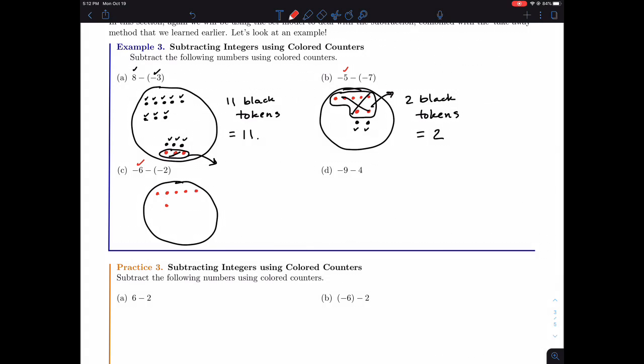Yeah. So in this case, I don't have to do anything fancy because I've already got 2 reds in there. So I don't have to actually add in any reds. I don't have to add in any blacks or anything like that. I can just go straight to the takeaway method and say, okay, well, those 2, I'm going to pull to the outside. They're gone. So again, this leaves me 1, 2, 3, 4 red tokens inside my circle. So that means my final answer to -6 minus -2 would just be -4 in this case.